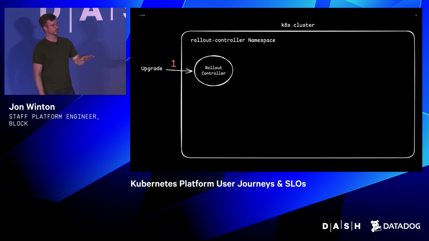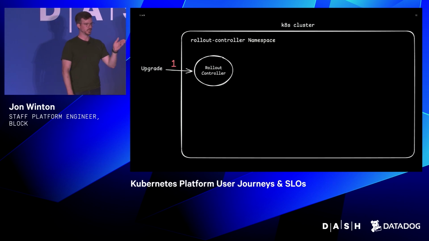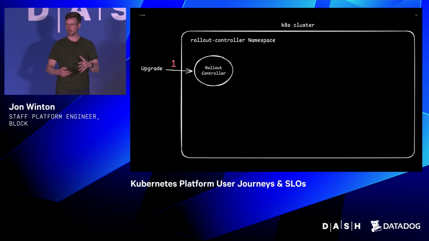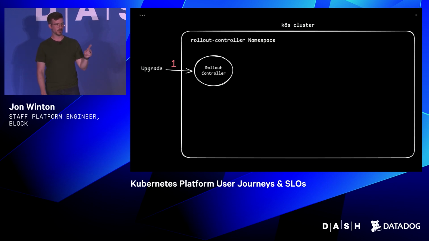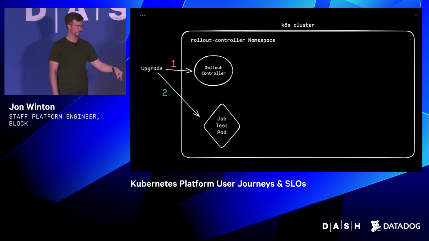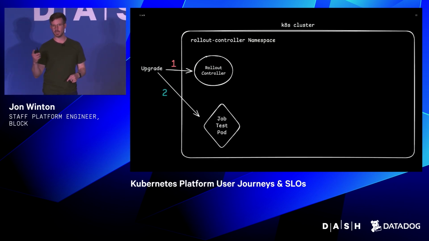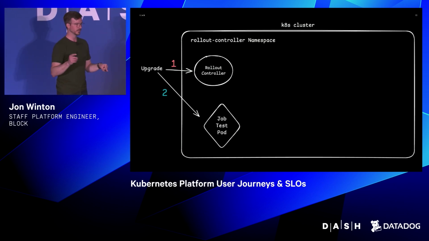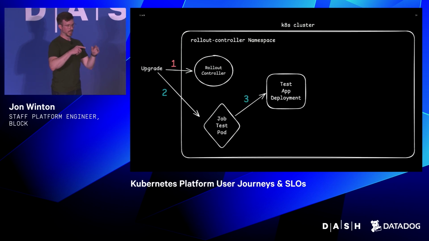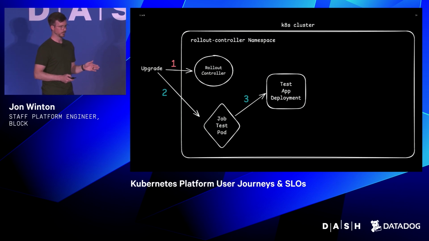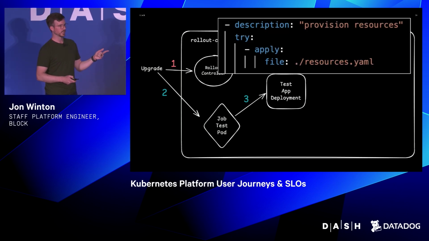So this is going to be our actual user journey. We're going back to that rollout controller example. We're going to execute a test in the rollout controller namespace for this thing that the platform teams manage. So it's my job to upgrade our controller. I come in and I initialize an upgrade. A job pod spins up, and this is going to be what actually executes Chainsaw, that thing that we had a 5-second intro to that y'all will all love by the end of this talk. And when Chainsaw runs, it's going to provision just some test deployment in that namespace.